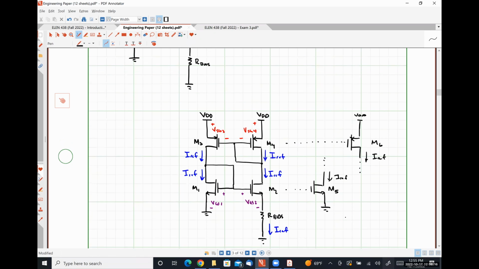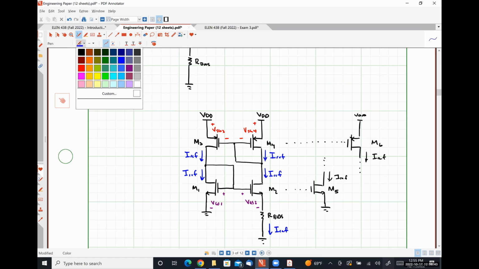forcing this thing to work the way that we want it to. Because this system is a positive feedback system, and therefore it has 2 different stable operating points, we have to utilize what's called a startup circuit to force it into the state that we want. So our startup circuit is going to look something like this.